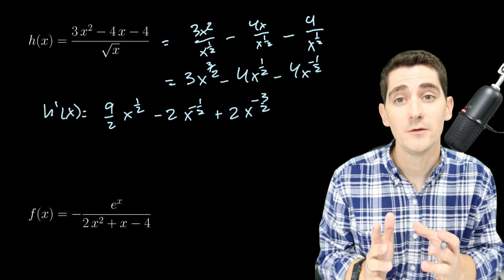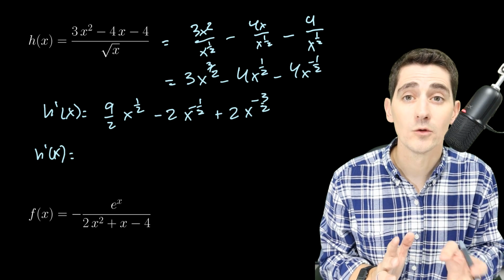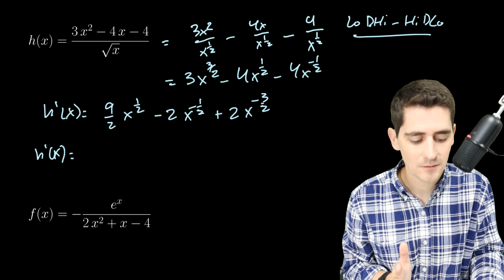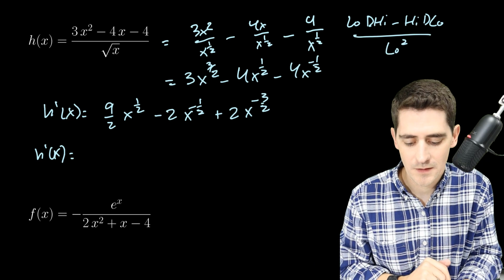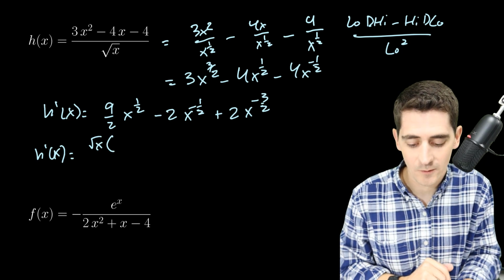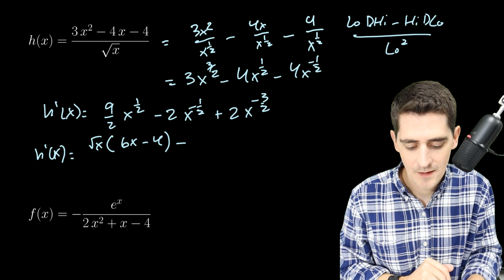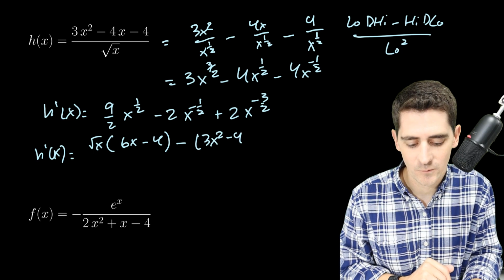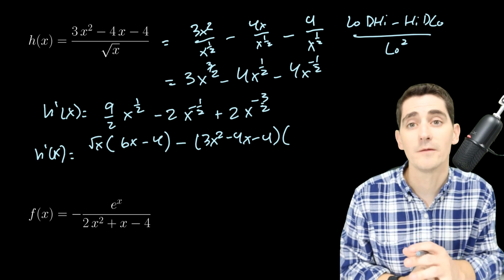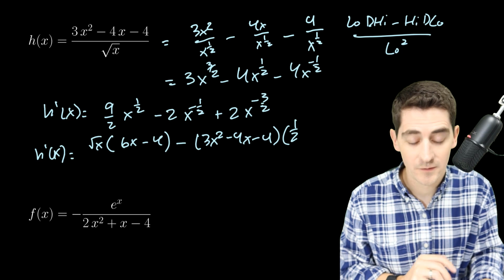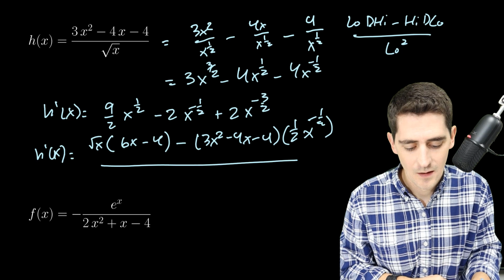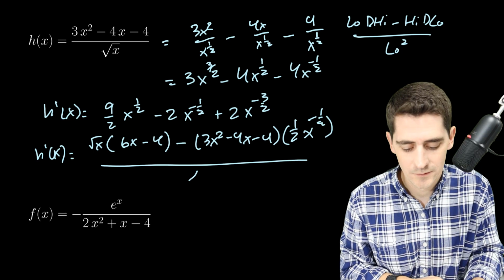And there it is. Now you may have used quotient rule. So with quotient rule, it'll look something like this. Quotient rule says low d high minus high d low all over low squared. So here that would be low, which is the square root of x, times the derivative of the top, which would be, using power rule, 6x minus 4, minus the top, which is 3x squared minus 4x minus 4, times the derivative of the bottom. And now remember that the square root of x is x to the 1/2 power. So that derivative is going to be 1/2 x to the negative 1/2, all over square root of x squared, which would just be x.